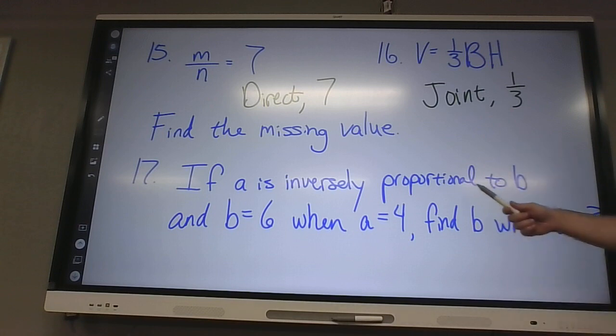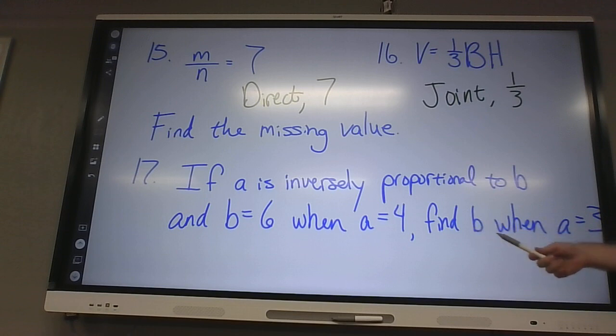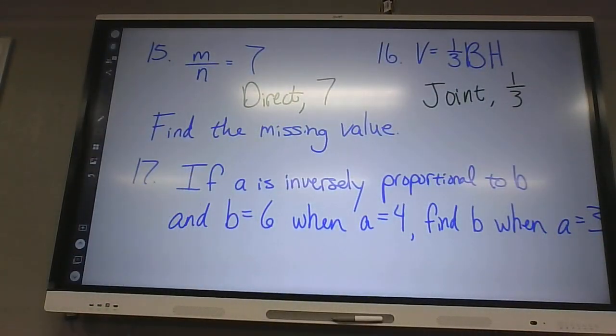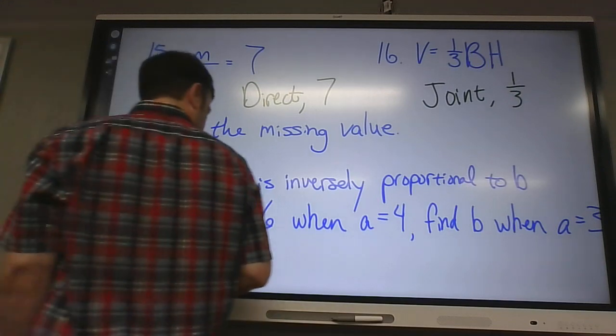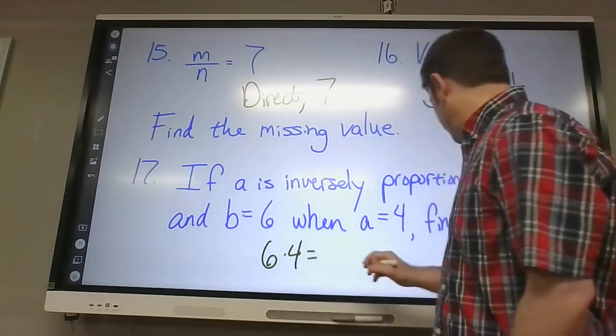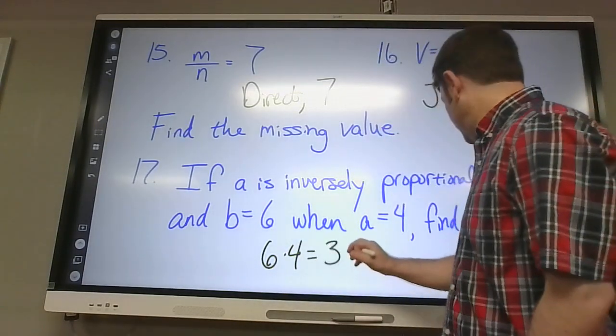Okay, if A is inversely proportional to B, B is 6 when A is 4, find B when A is 3. How do we set these up? Okay, inversely, this one: x times y equals x times y, or in this case, A times B equals A times B.